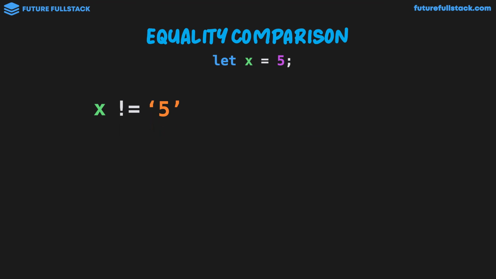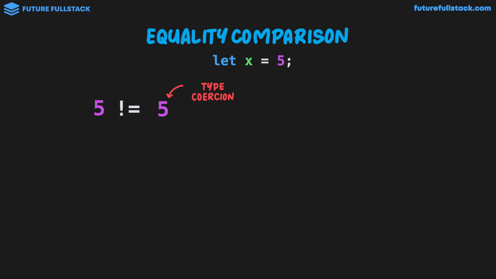Let's say we have x != the string 5. This is saying that the number 5 is not equal to the string 5. Now the string 5 gets converted to the number 5 through type coercion, which was spoken about in a previous video, where JavaScript automatically converts strings that contain numbers into the number type.